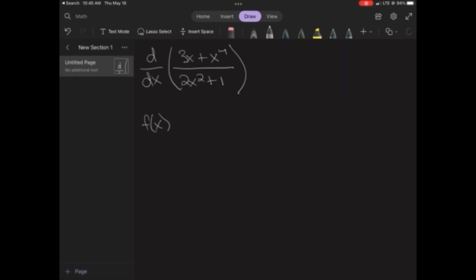Alright, so the problem is 3x plus x to the fourth divided by 2x squared plus 1. So f of x is equal to 3x plus x to the fourth, and f prime of x is equal to 3x plus 4x to the third. G of x is equal to 2x squared plus 1, and g prime of x is equal to 4x.